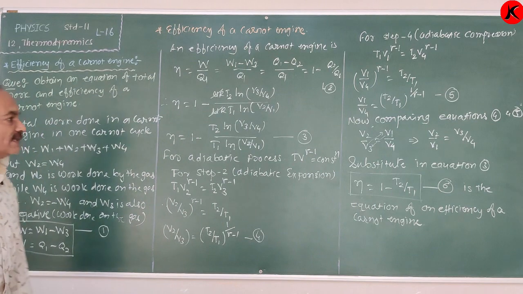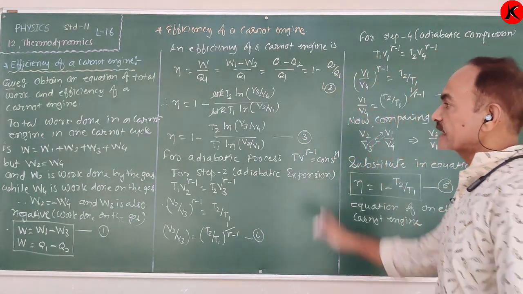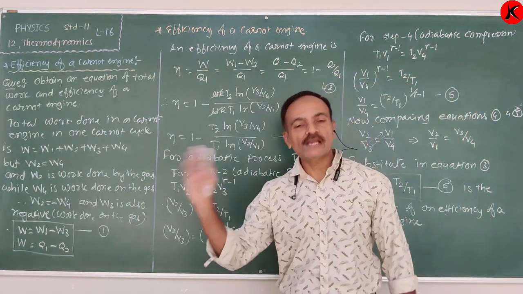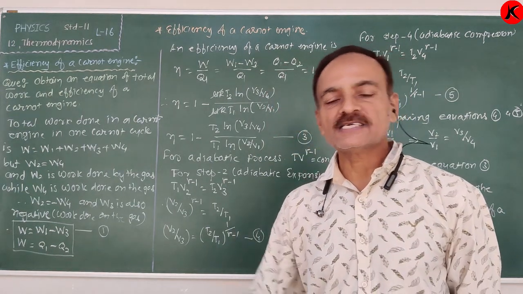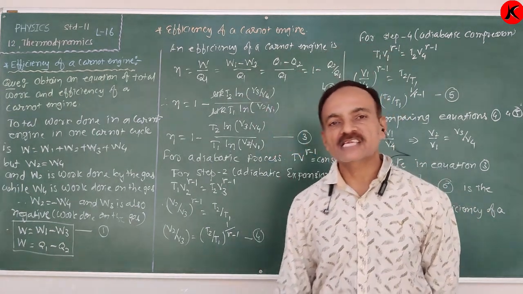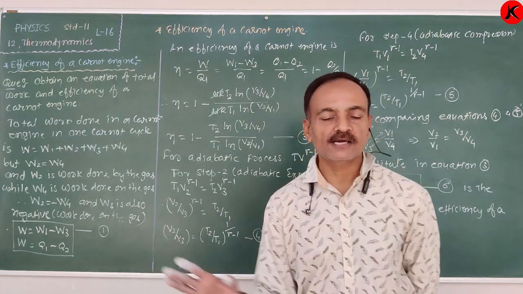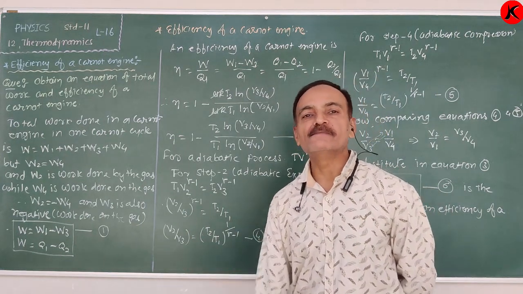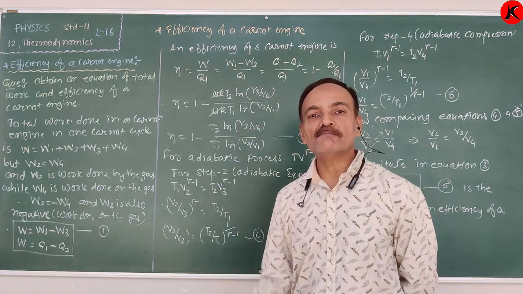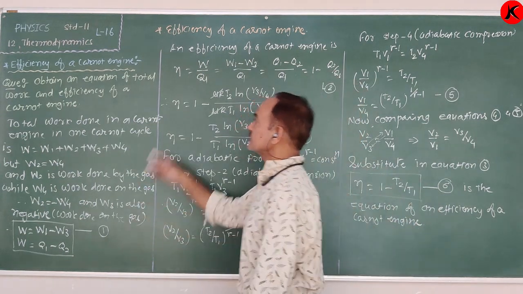So very easy, only the mathematical solution to obtain the equation of the efficiency of a Carnot engine. But keep in mind the four steps we already discussed during the working of a Carnot engine. First, isothermal expansion; second, adiabatic expansion; third, isothermal compression; and fourth, adiabatic compression. And keep in mind the work done by the gas and also on the gas to derive this equation.